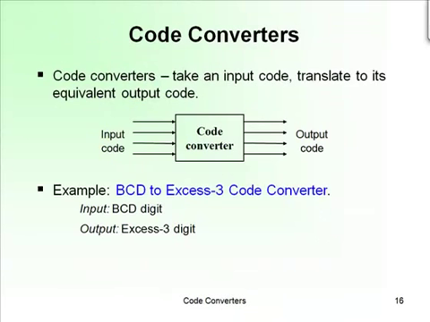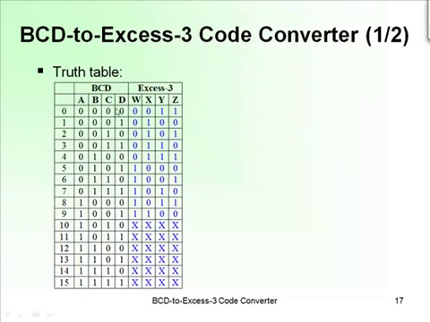Code converters are another type of combinational circuit. They take an input code and translate it to an equivalent output code, like gray code, or say 1's complement, 2's complement. We're going to use, in this example, XS3 code, which essentially adds 3 to a number. So you have your inputs A, B, C, D. We'll add 3 to it. So if your input was 0, your output would be 0, 0, 1, 1. Or if we think about these in decimal, input of 0, output of 3. Input of 1, output of 4. Input of 2, output of 5, etc.